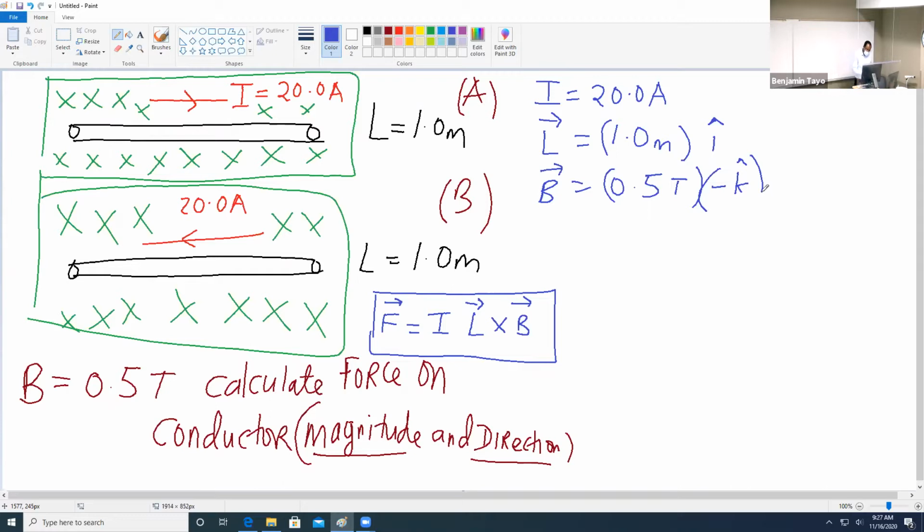Okay, so now let's go ahead and calculate what the force should be. So if you just multiply everything out, 20 times 1 times 0.5, this should be 10. And if your current is in amps, your length is in meters, your magnetic field is in Teslas, then your force is going to be in newtons. So we can say that this is equal to 10 Newton. That's the magnitude. And then for the direction, we take I cross negative K hat.